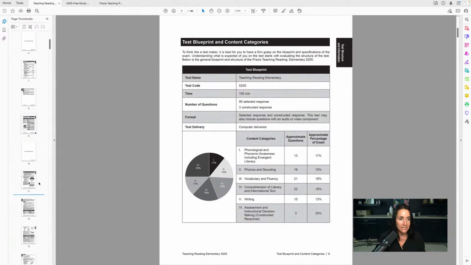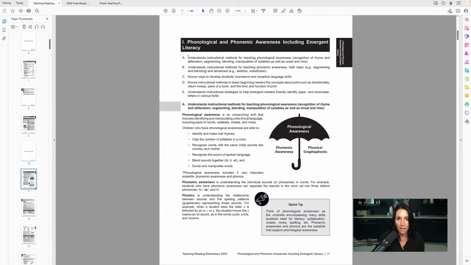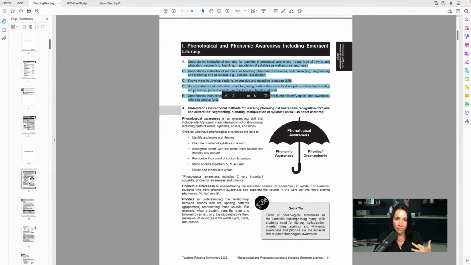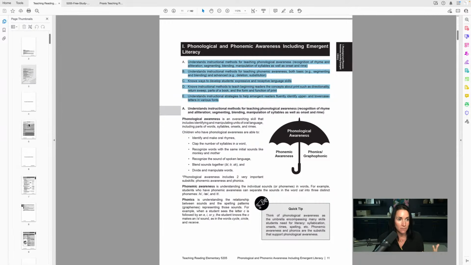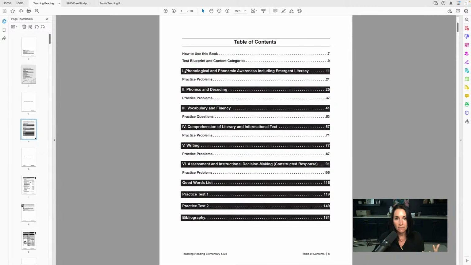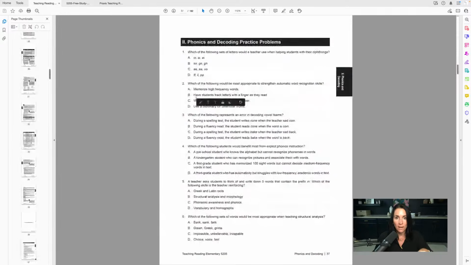then in front of each section, as you can see here, I break down the test specifications. So I always have them in my book because that's how important they are. We will be going over some of the things in my book. You can also see that in the book. Let me go back to the table of contents here. I have the actual section, and then I have practice problems specific for this particular section. And then I have decoding, phonics and decoding, and then I have practice problems specific for that.